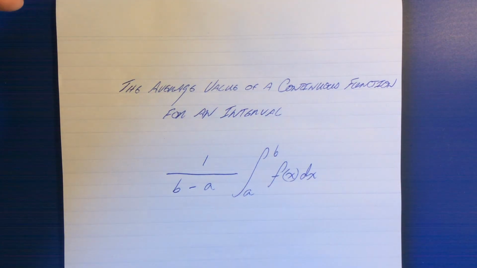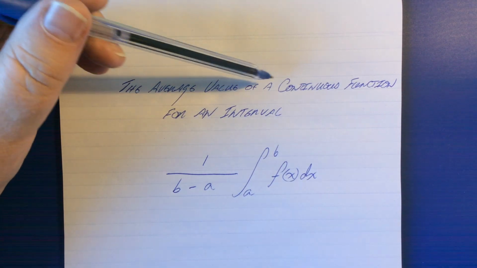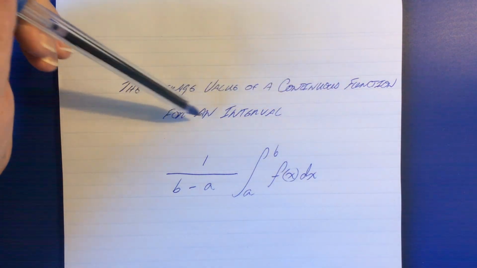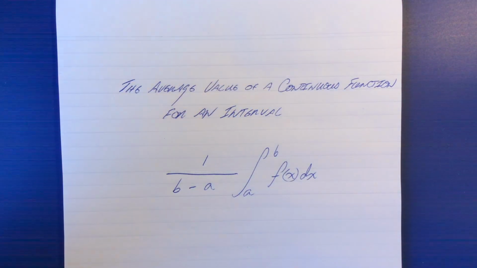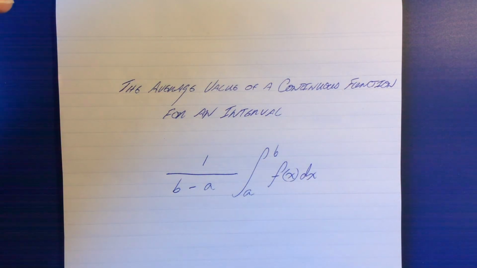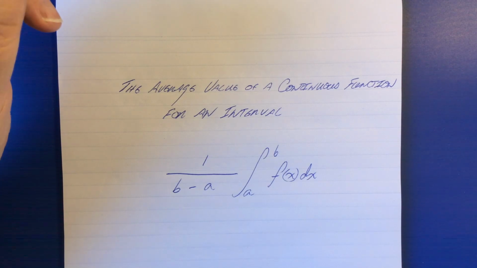Today we're looking at how you find the average value of a continuous function for an interval. Now, the sort of times when you would be using this, I guess, would be things to do with probability. The integral will give you displacement, so somewhere perhaps where you need to find displacement. Anyway, this is how you do it.